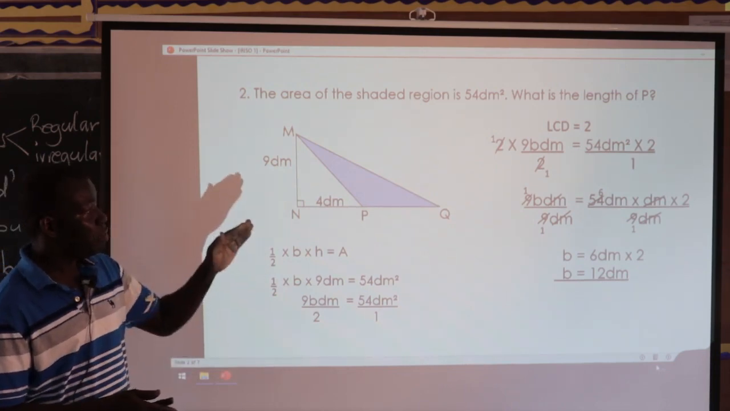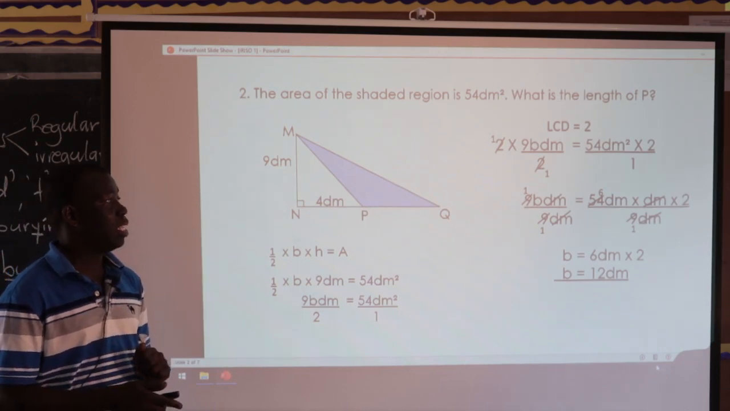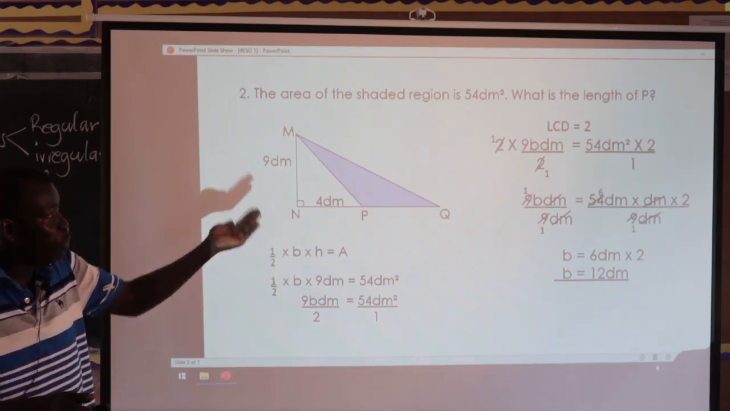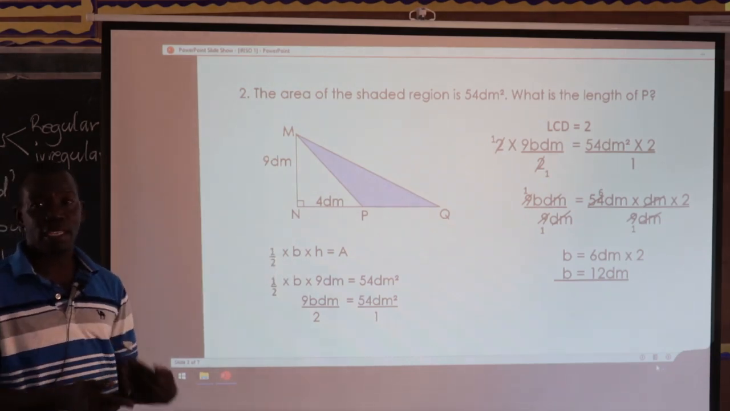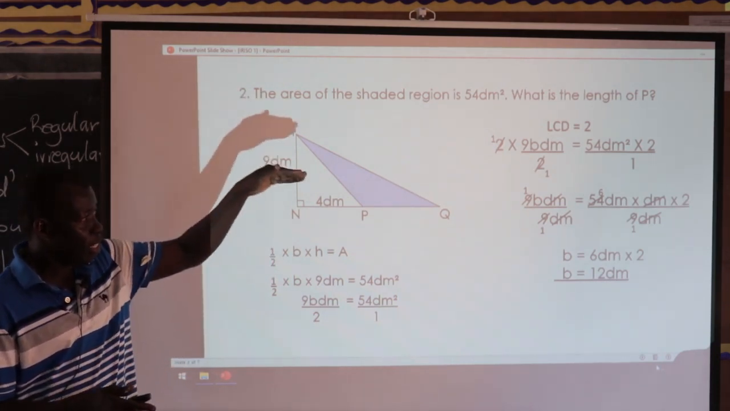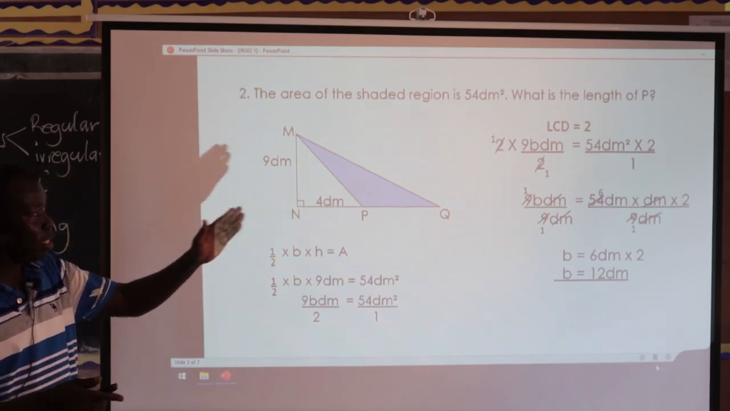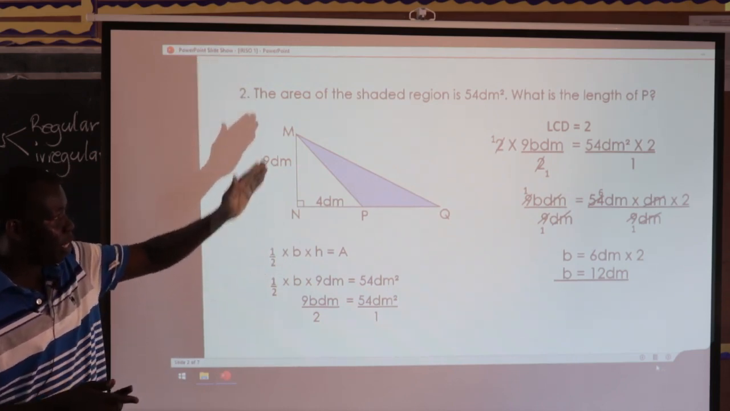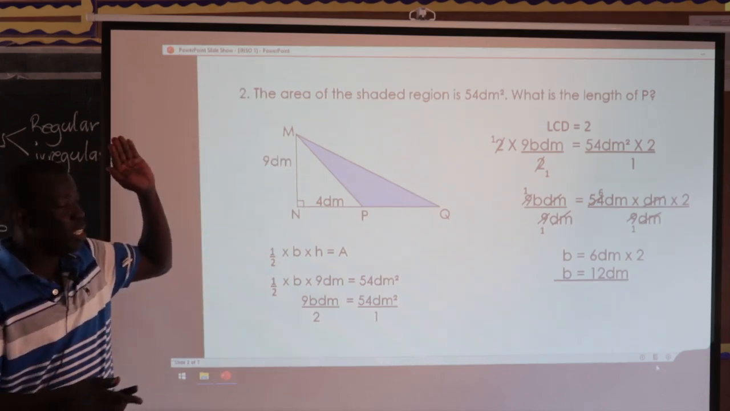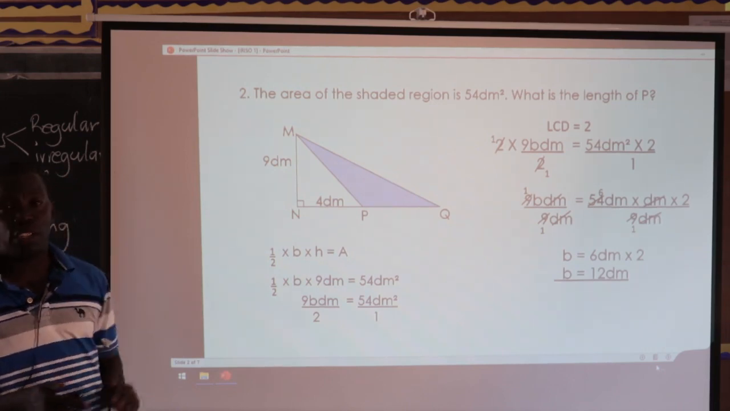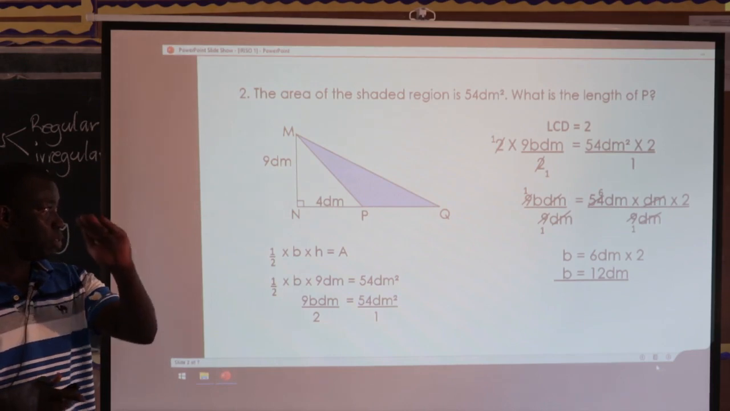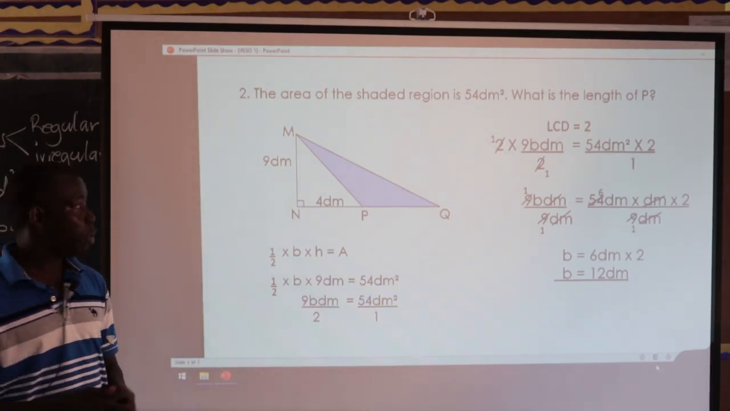We are supposed to make B the subject of the equation. So what do we do? Divide each side or each term by the coefficient. The coefficient is 9. But since we are making B the subject of the equation, we divide both sides by 9 decimeters. Divide by 9 decimeters. Good. Look at the way I cancel decimeters and decimeters. 9 and 9. What did I remain with? I remain with B. The other side also I decided to cancel to expand square decimeters. And what did I get?